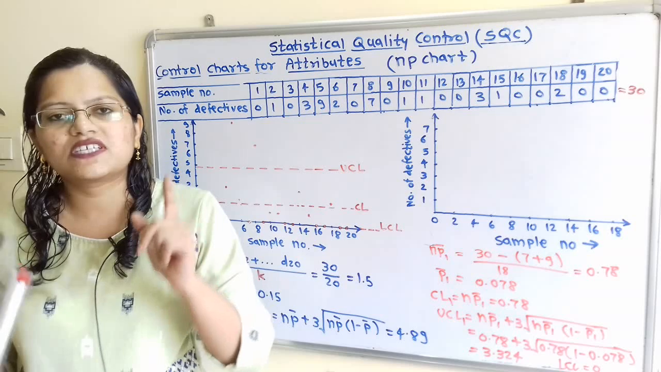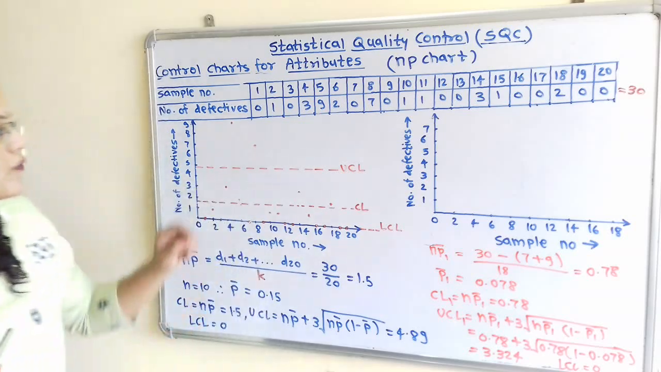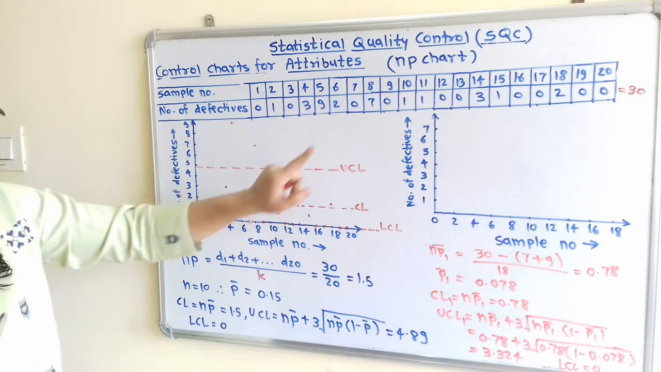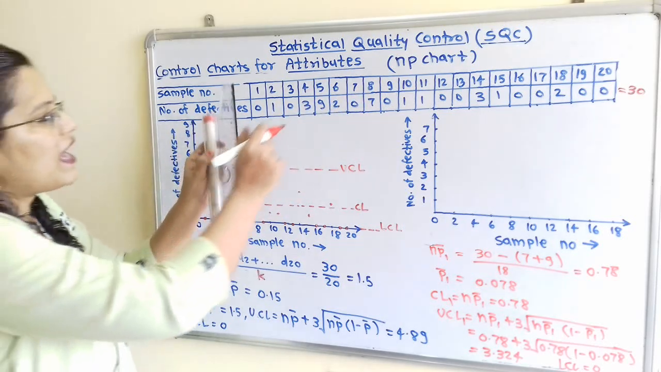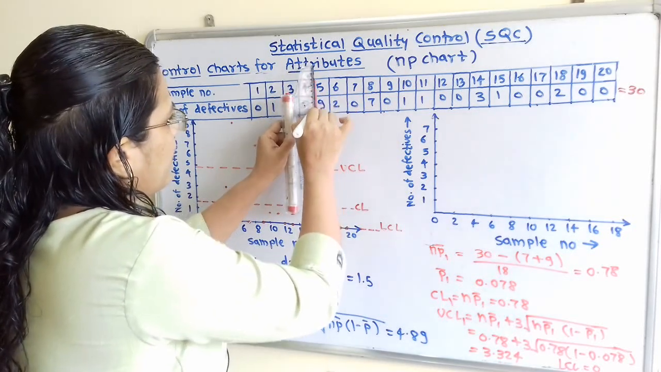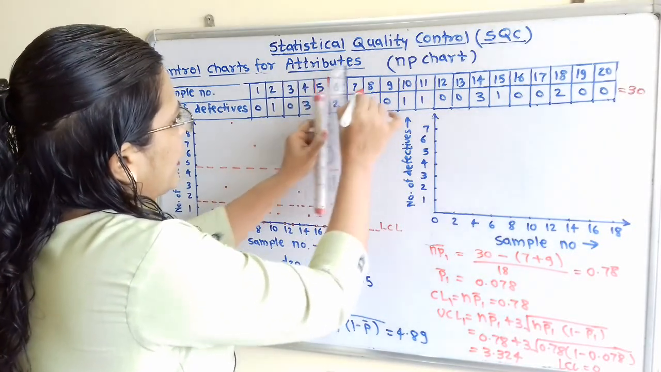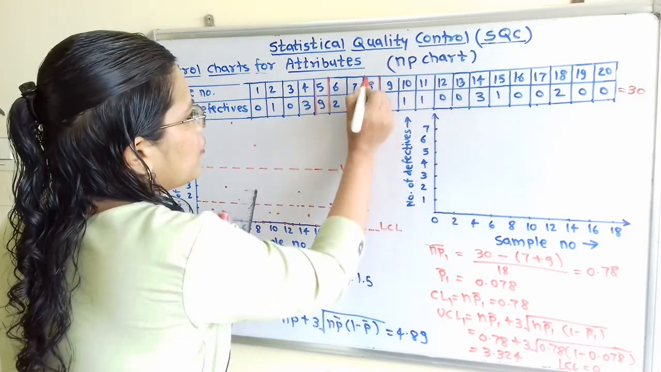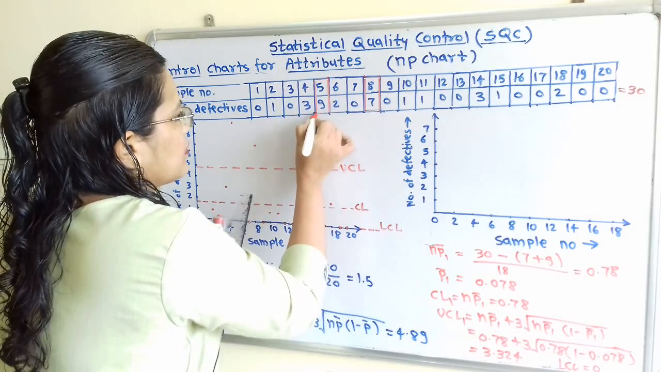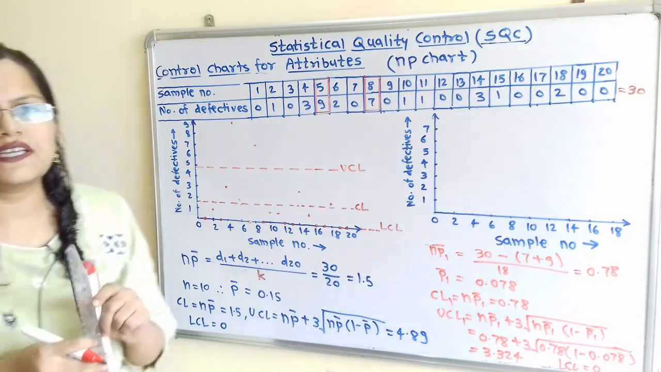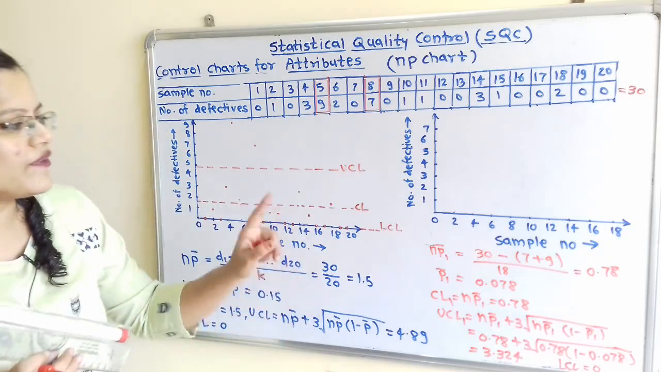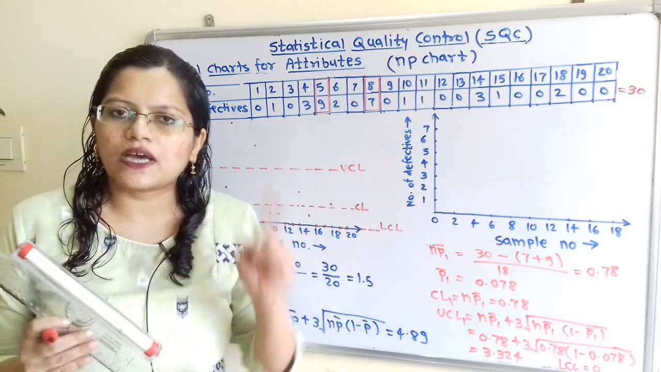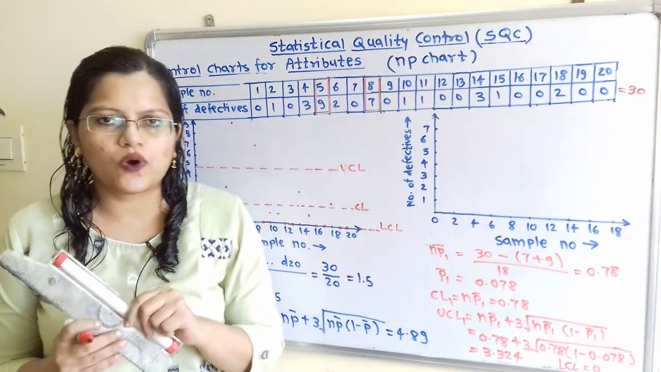Now there is the second question mentioned, that is we have to establish the quality standards for the future. So to establish the quality standards for the future, we have to remove the defects in sample number 5 and sample number 8. So I will highlight here sample 5 and sample 8 because this process is out of control. Now we have to establish the new quality standards. So we will again calculate the control limits, that is the upper control limit as well as the lower control limit.